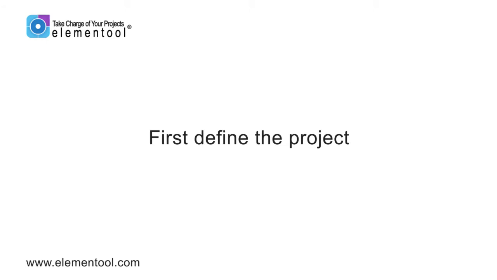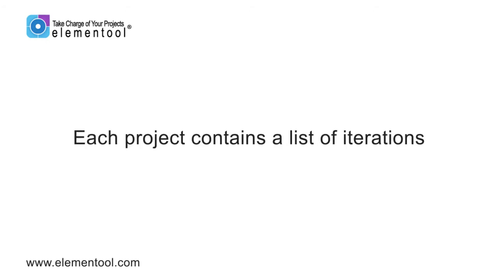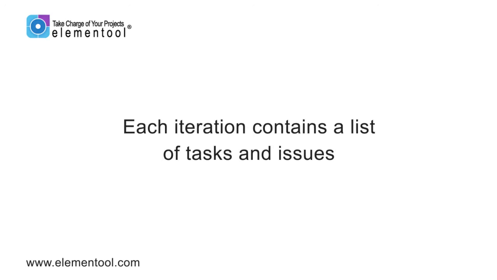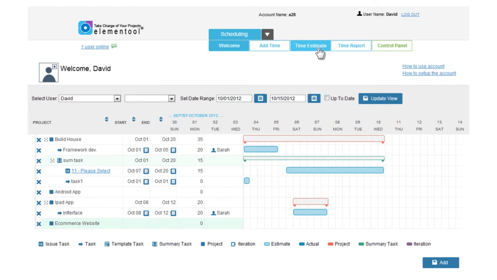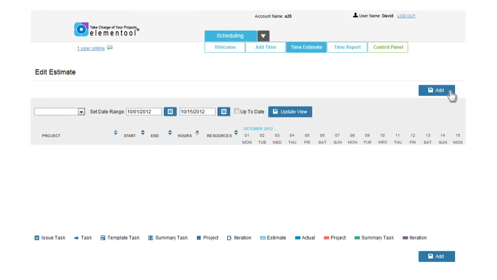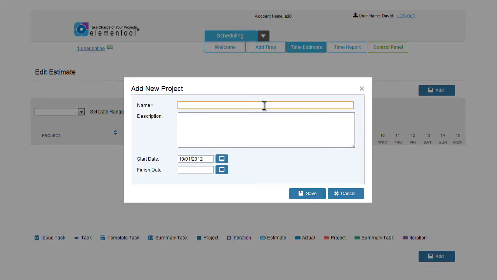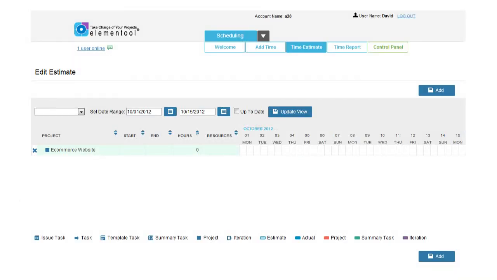First, you should define the project. You might have one or several projects, and each project contains a list of iterations, and each iteration contains a list of tasks and issues. To set up a project, you need to follow these steps. Click on Time Estimates. Click on the Add button. Select Add Project. Fill out the project name. The rest of the details on this form are optional. When you're done, click on the Save button. Now we have a new project.